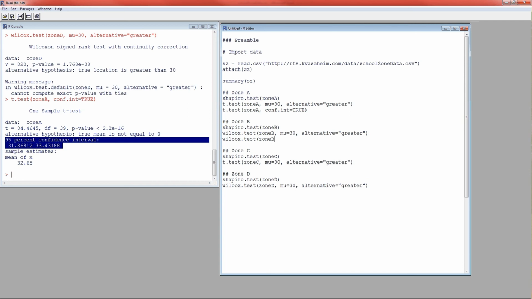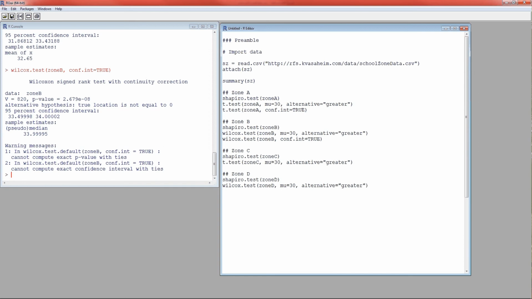For zone B, we'll do the same thing. Again, we don't need to include the mu. We don't need to include the alternative because for confidence intervals, we're not testing a hypothesis. We're just learning about mu from the data. So all we have to do is give it the data. Now note that in the t-test, conf.int equals true is the default. In the Wilcoxon test, conf.int equals true is not the default. So you actually have to specify conf.int.